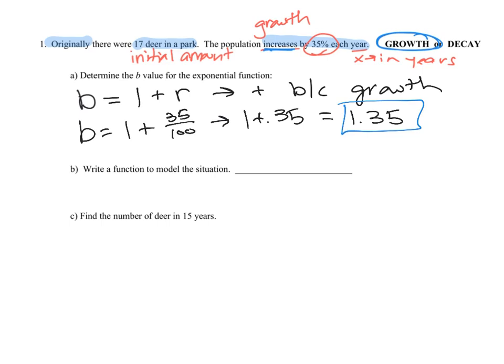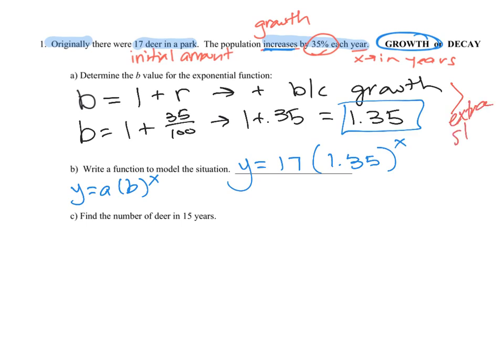Write a function to model this situation. Well, again, we use the function y equals a times b to the x, and we have our new b value. So y equals 17, the initial amount. My calculated b value is 1.35 to the x. So again, this is the extra step. This stuff right here, this is the extra step. The step that we didn't have to do last time, okay?